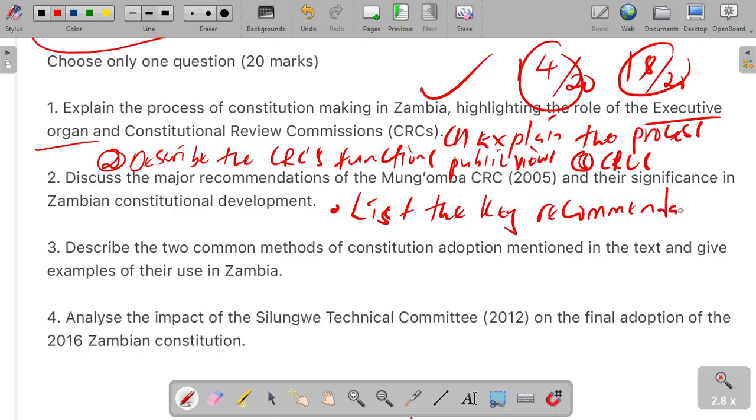You must know this recommendation, hence you have to read this Mukombe CRC description. So you list the recommendation: adoption via Constitutional Assembly. This is very important. And then expand the Bill of Rights, dual citizenship, vice president as the running mate, single member, majoritarian. These are the things that you're going to explain here after listing the key recommendation. Very important.